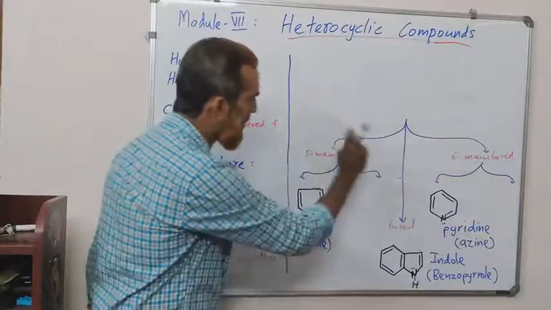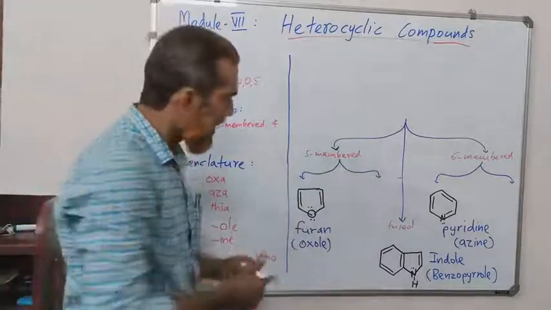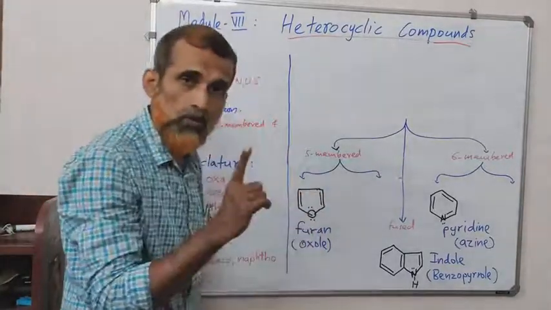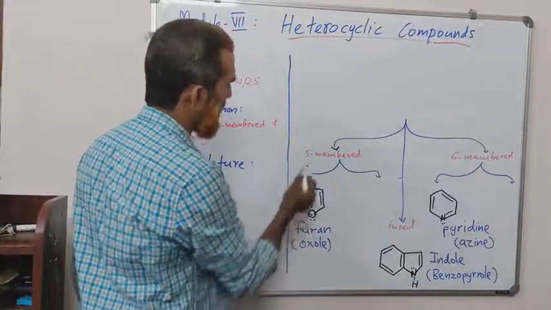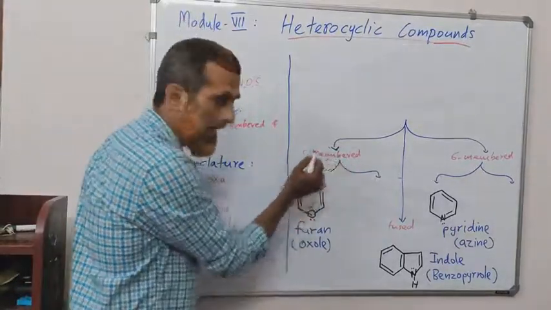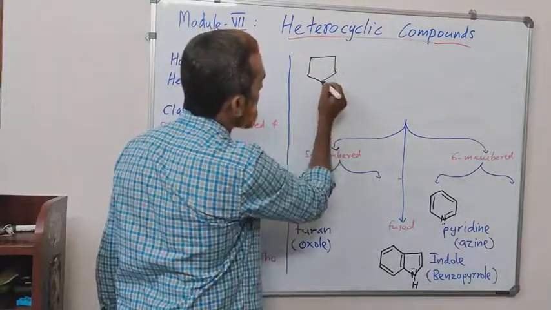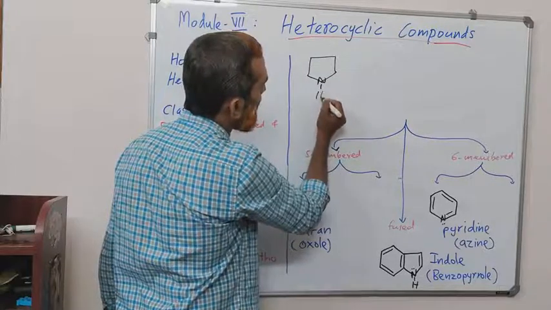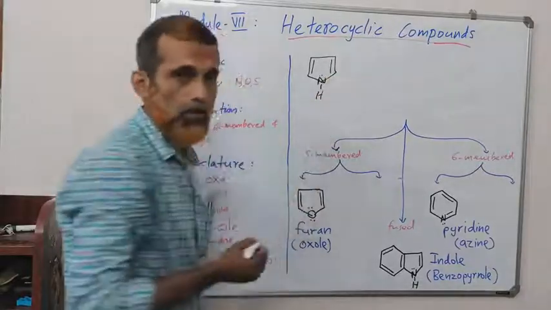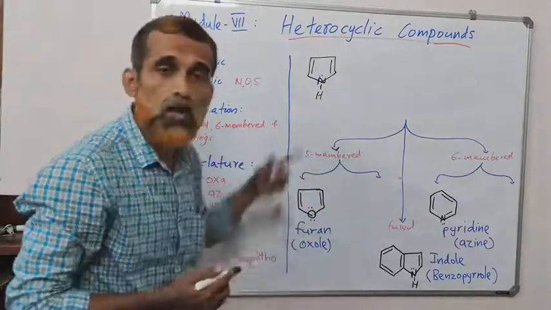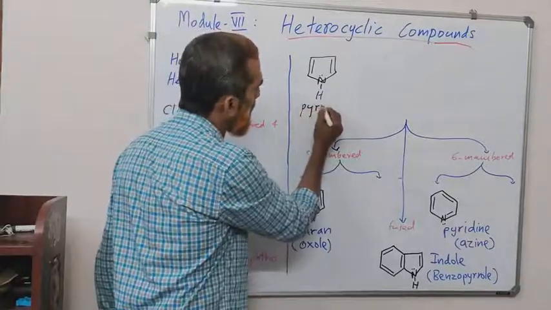First of all, the 5-membered ring, which can be again divided into 2: 5-membered ring containing only one heteroatom or more than one. Let's go to examples. In a 5-membered ring containing only one heteroatom, let us take a few examples. If it is nitrogen, there will be H here to meet the valency, and we have a lone pair on nitrogen. What is this called? This is called pyrrole.